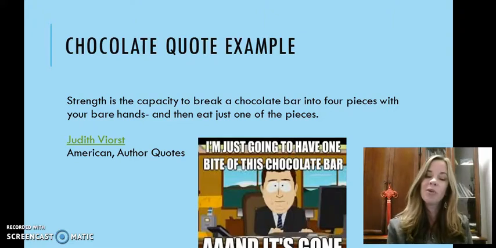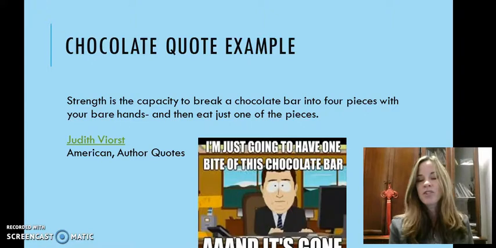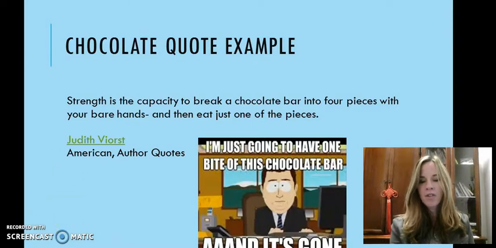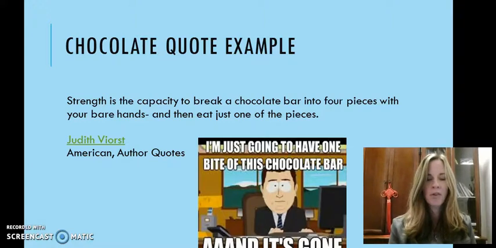I also found a meme that went with that. I'm just going to have one bite of this chocolate bar and it's gone. Again, I did give photo credit to my meme, but my camera's cutting it off. You can see that in the PowerPoint, but always give credit.